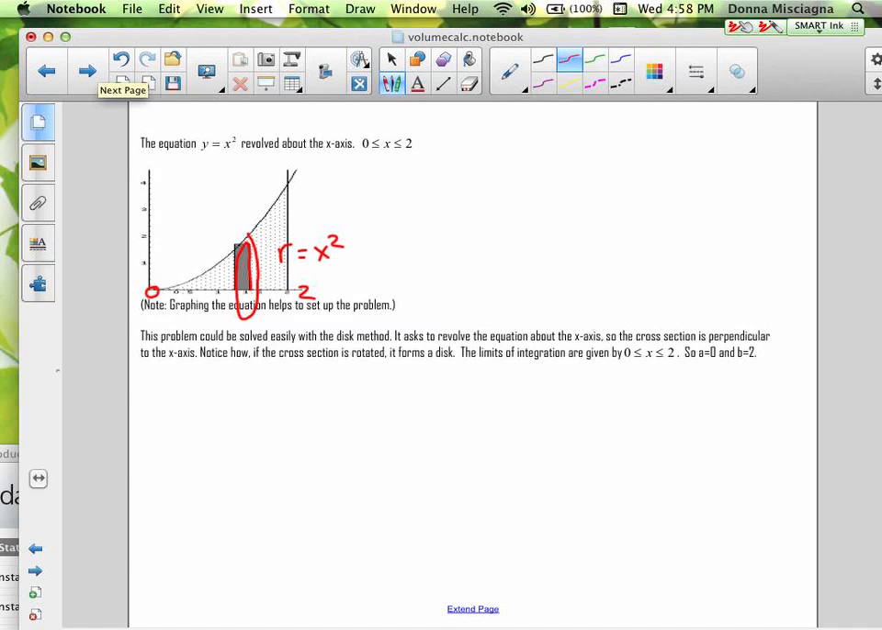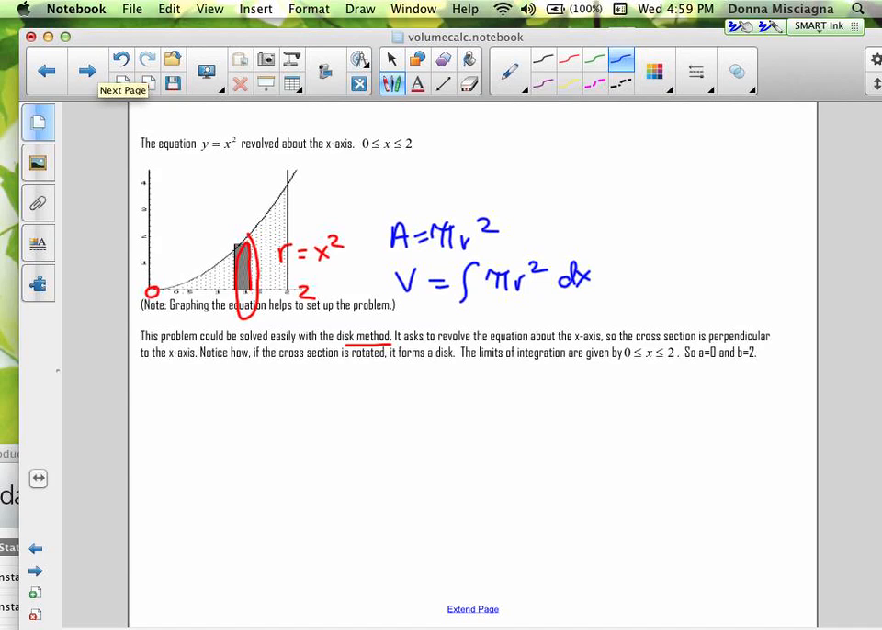And notice it says it'd be easily solved with the disk method. We know that because the graph touches the axis of revolution. If it doesn't touch the axis of revolution, we'll have a hole, and we'll use the washer method, which we'll learn in the next lesson. All right, so let's just set this up. Remember, area of a circle is pi r squared, and our volume is going to be the integral of pi r squared dx, right? Because we have a change in x.